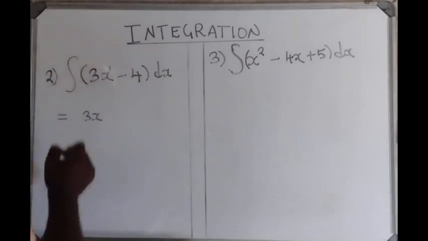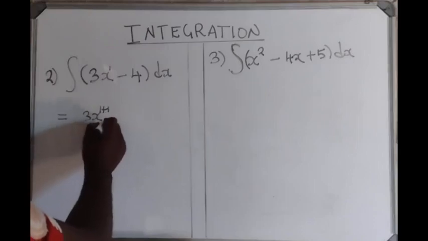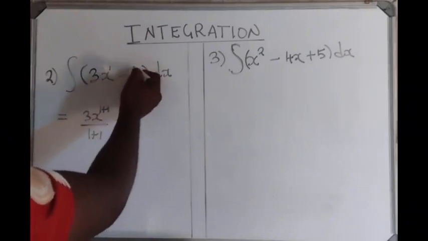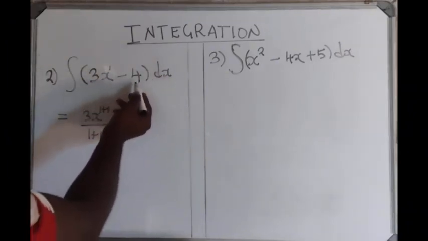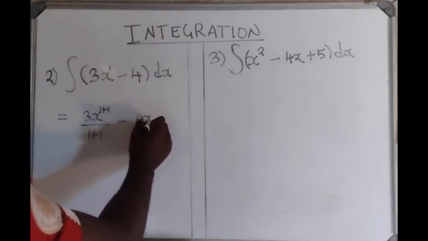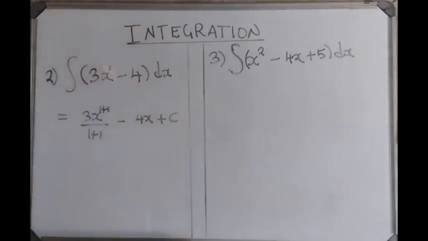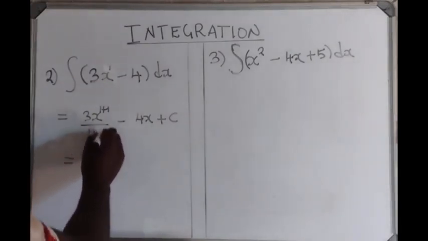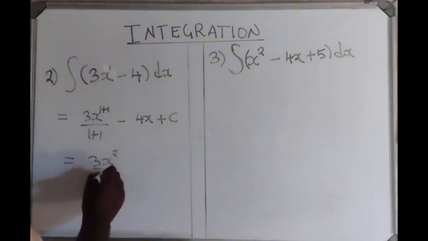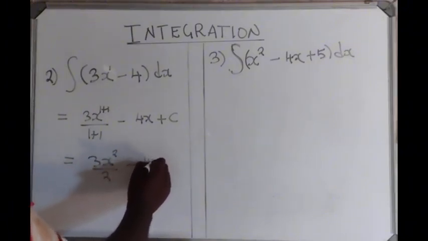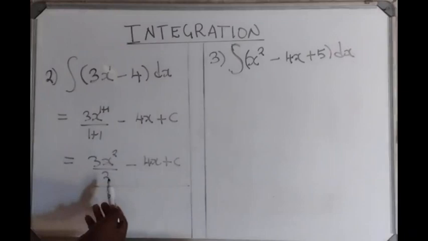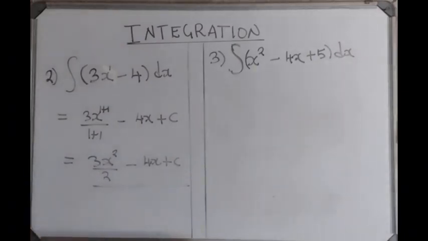From here what you are going to do is write 3x. This x has a power of 1, so it will be 1 plus 1 over 1 plus 1. Minus, this is a constant value, so when you integrate this one, it will be 4x, then plus C, which is the arbitrary constant. So we get 3x, 1 plus 1 is a 2, over 2, minus 4x plus C. So this is our answer. Here 2 can go into 3, but it will give us a remainder, so it's better that we leave our answer at this stage.